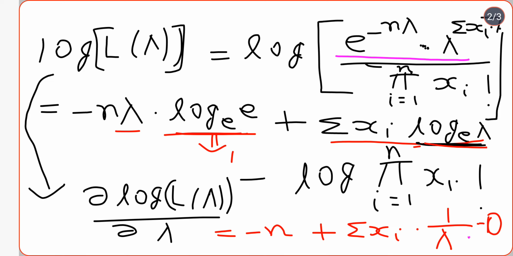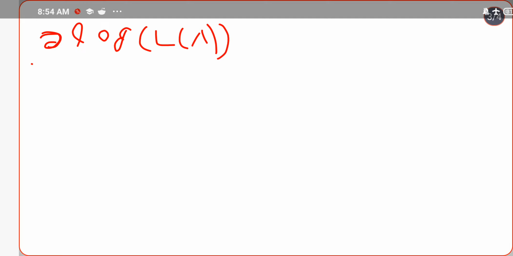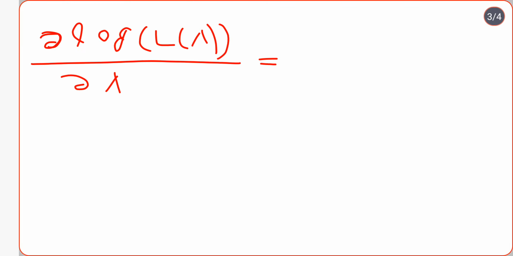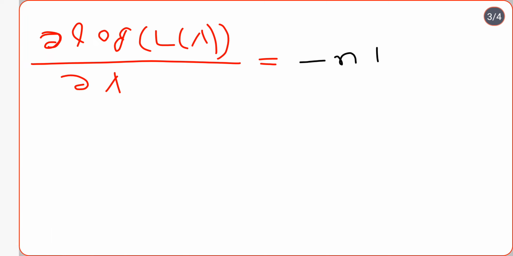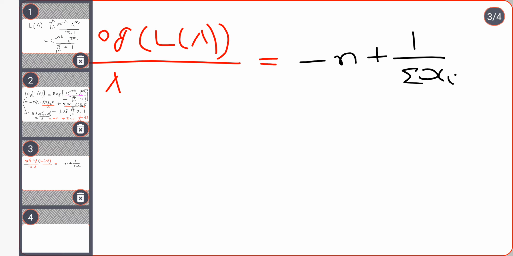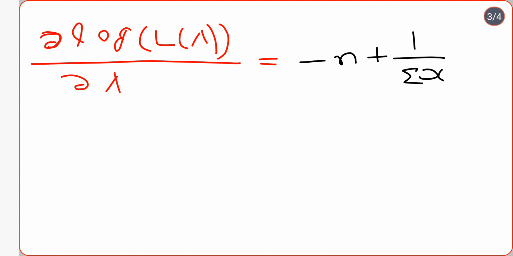So that is what we have obtained here, minus n plus summation xi into 1 by lambda. Let me write this again. This is nothing but del log of L of lambda by del lambda, which equals what we have obtained: minus n plus summation xi into 1 by lambda.